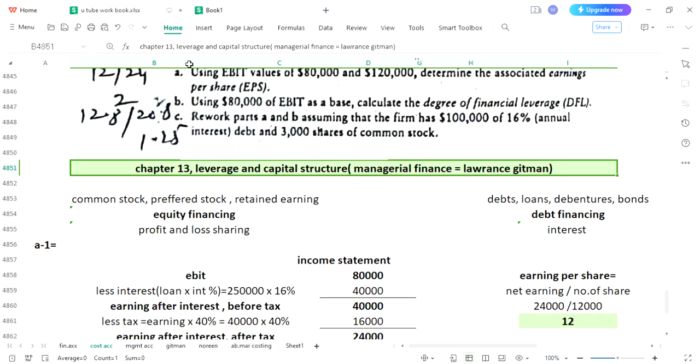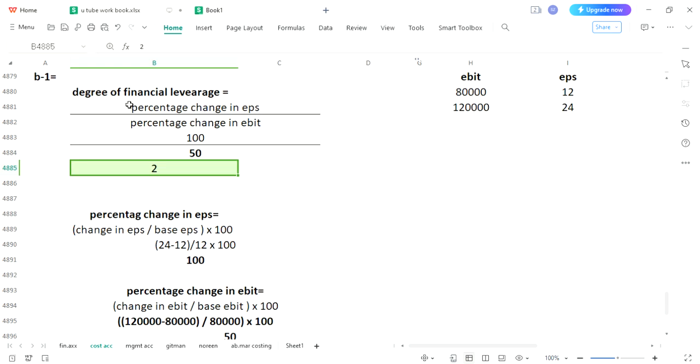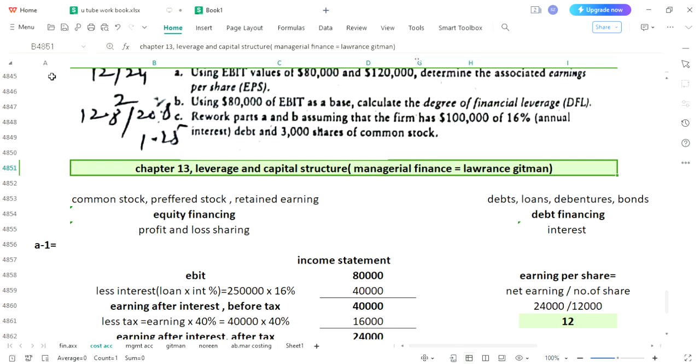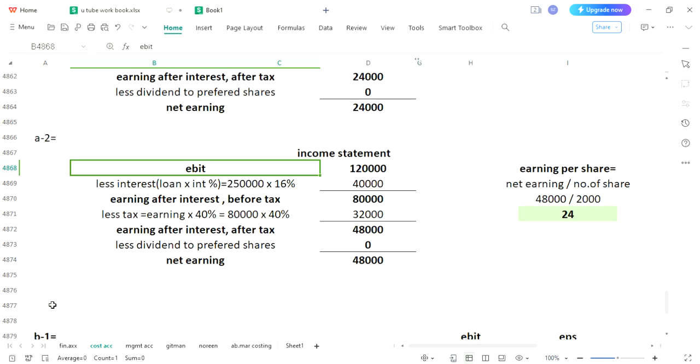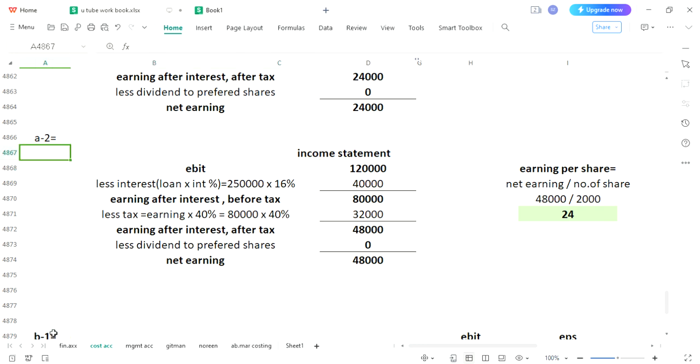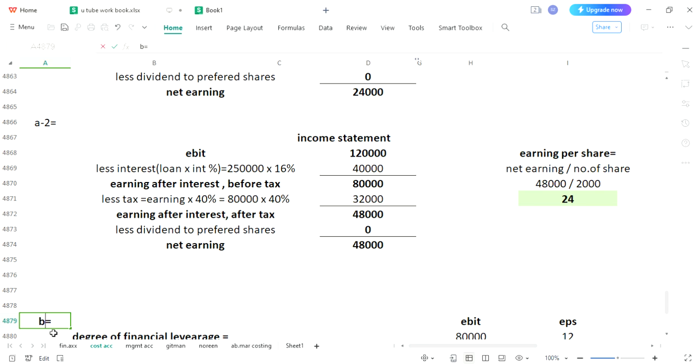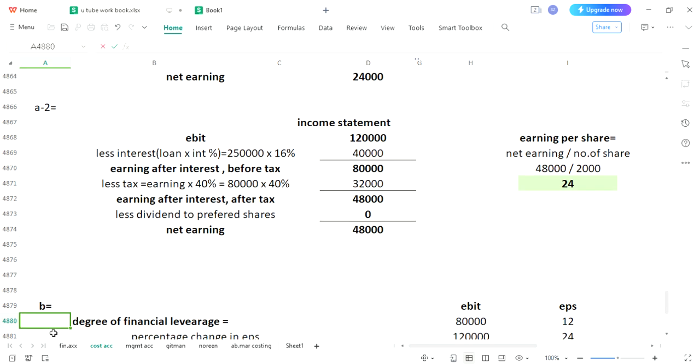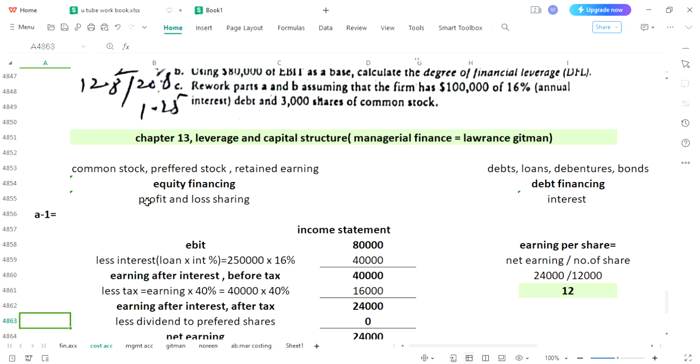Go back to the question and you can see B part, answer in handwritten is 2. Using 80,000 EBIT as base, calculate degree of financial leverage. So 2 is the answer and we have calculated 2. In this way, B part has been completed, and since B was having only one part, we need to put only B part. Now let's go back to the question and see what C part is saying.